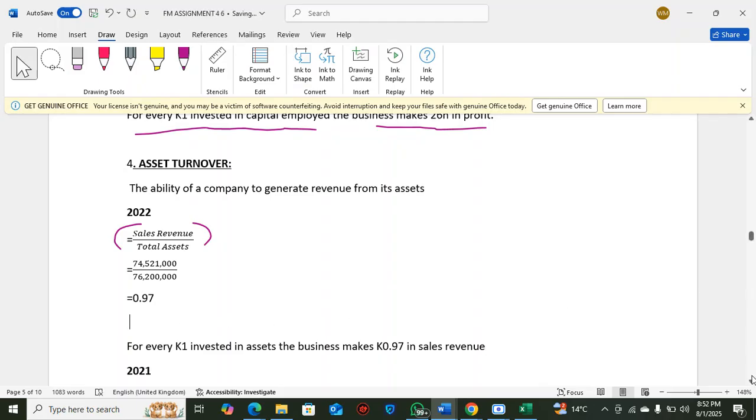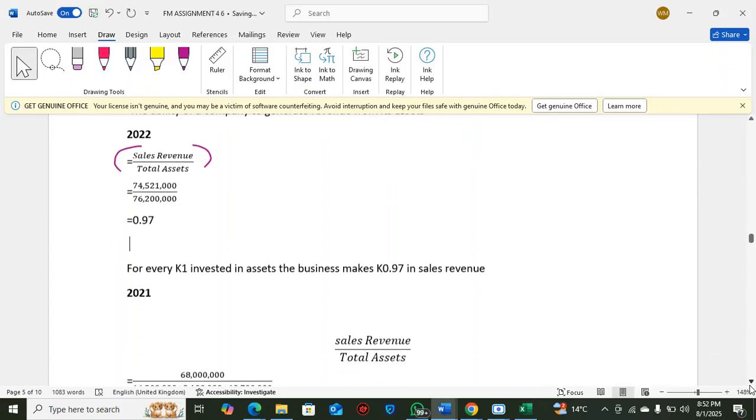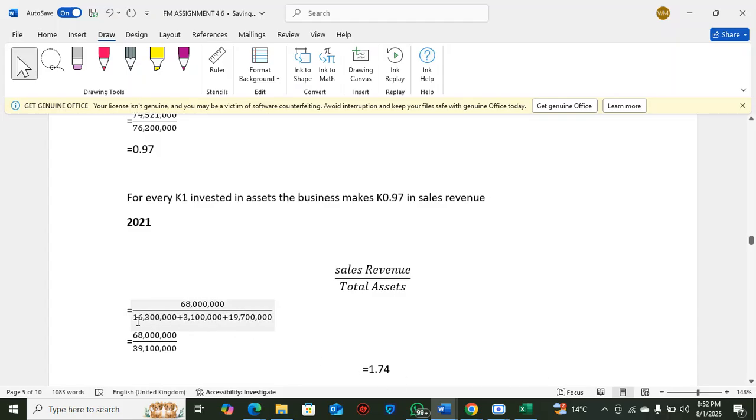We come to 2021. Total here we got 64 million, 64,287,000. So 68 million divided by 64,287,000.